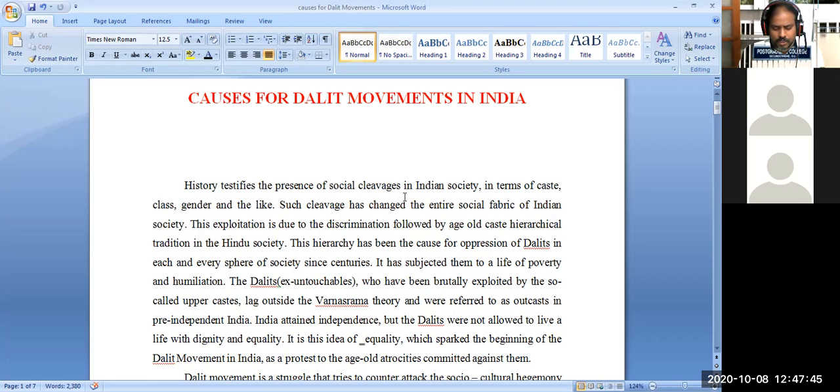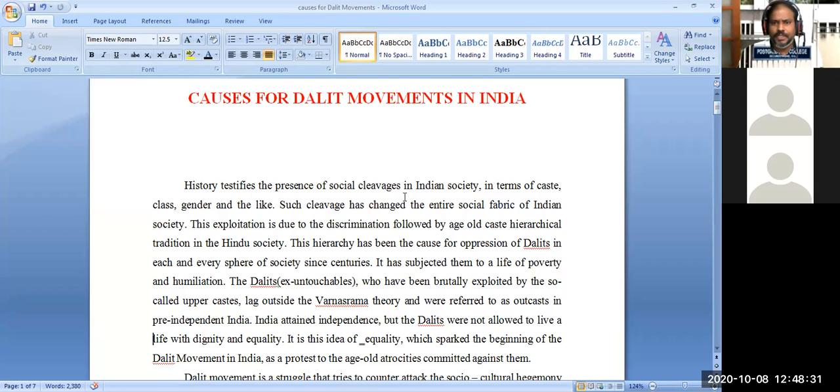Okay, so yesterday we discussed the contribution of various personalities like Ramaswamy Naicker, Jyotiba Phule, Periyar, Narayan Guru, Dr. B.R. Ambedkar. These are the great pioneers who mobilized Indian Dalits towards their rights. Today we are going to see the various causes which led to the Dalit movements in India particularly. Before going to the general causes, I will give you some introduction.